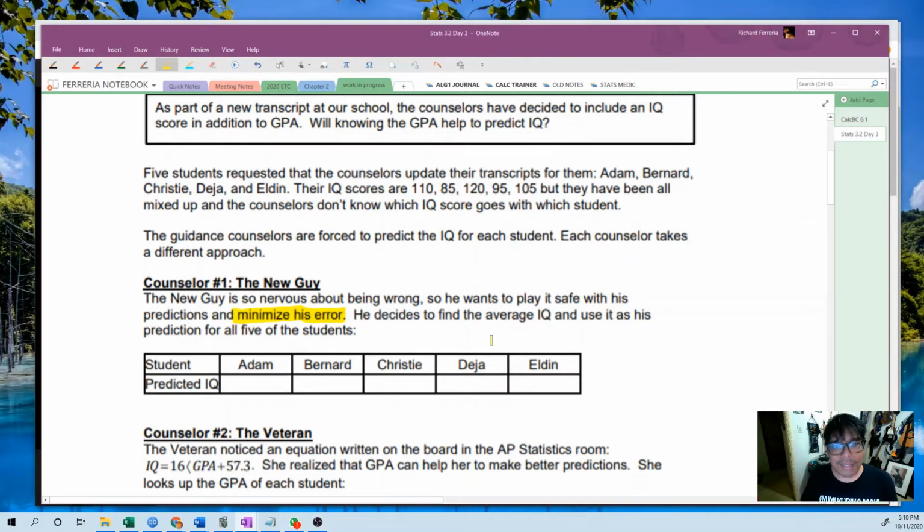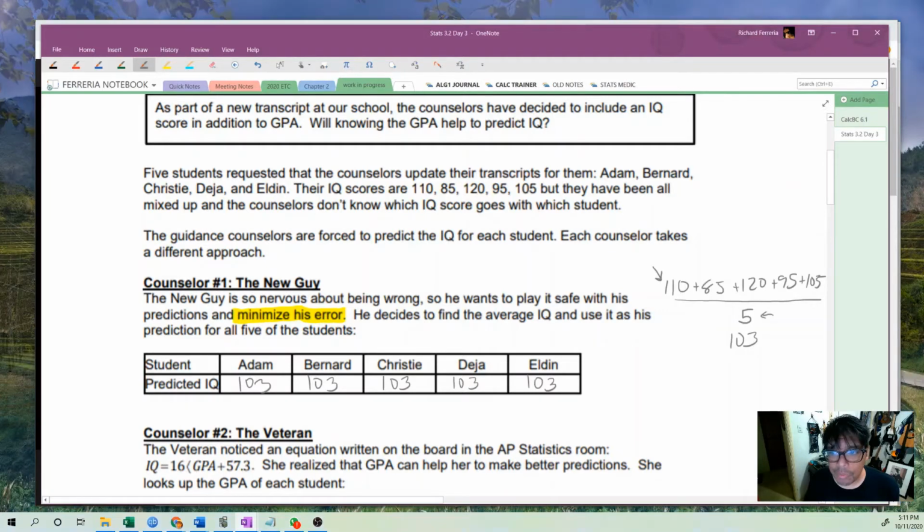He decides to find the average IQ and use it as his prediction for all 5 students. So average is no big deal. It's exactly what you've been doing since 5th grade probably. So let's get the average. Just add up all of the scores together, divide by how many scores we have. We get an average of 103.